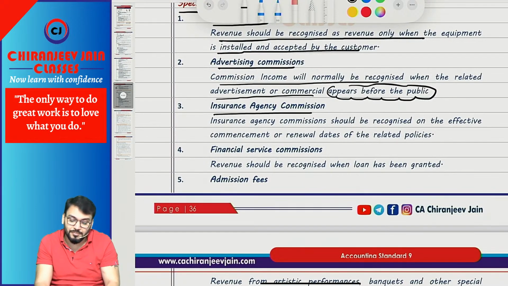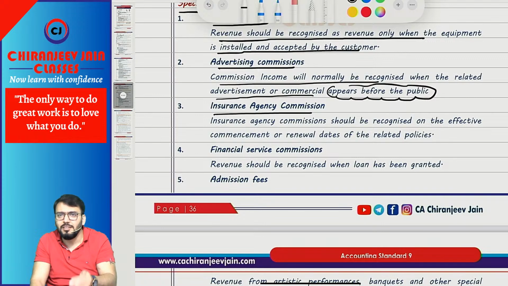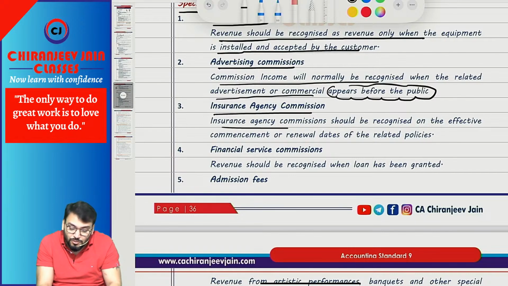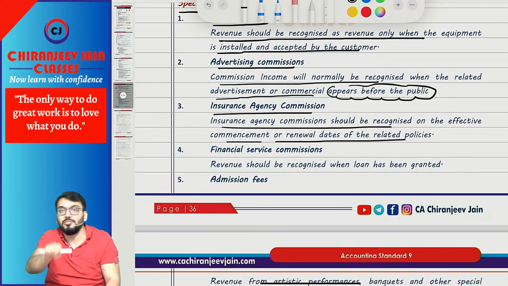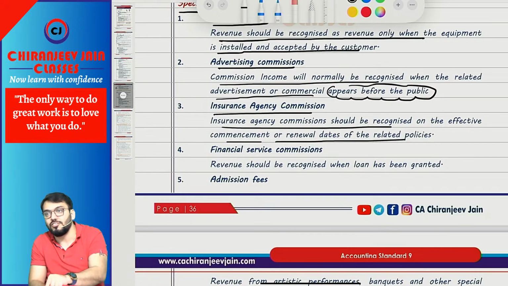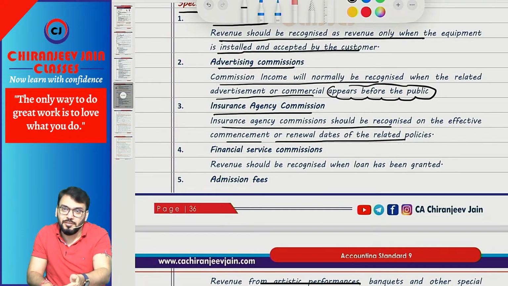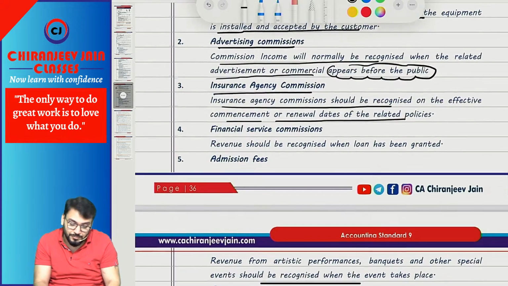Insurance agency commission. There are two: commencement insurance, and then renewal also. Commission should be recognized on the effective commencement date or renewal date of the related policy, because for every renewal also they get commission. So they get commission on a new policy and for renewal also. On that date, commission income should be recognized.